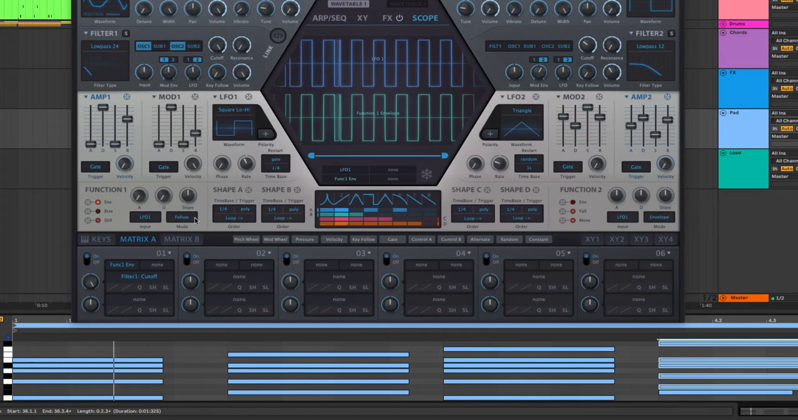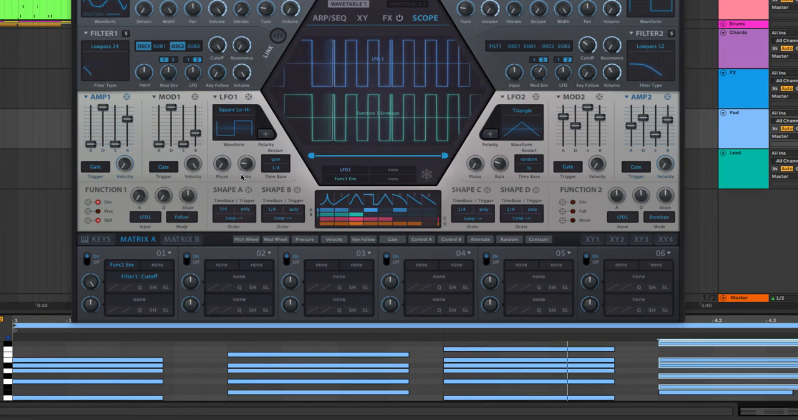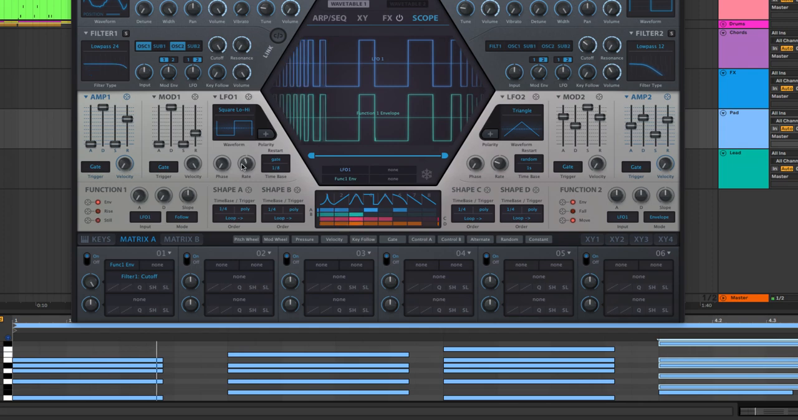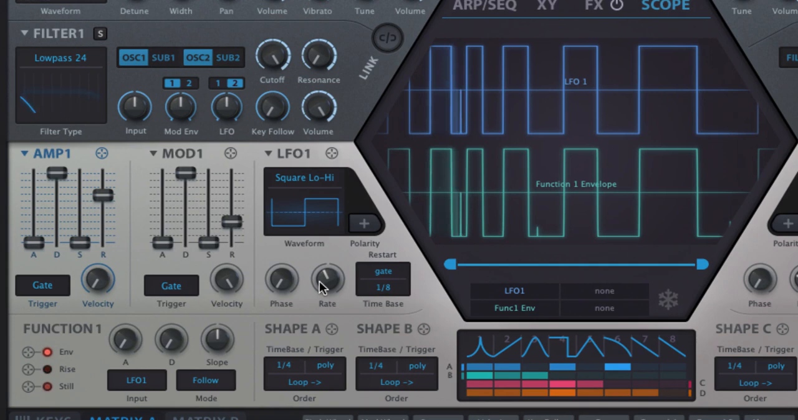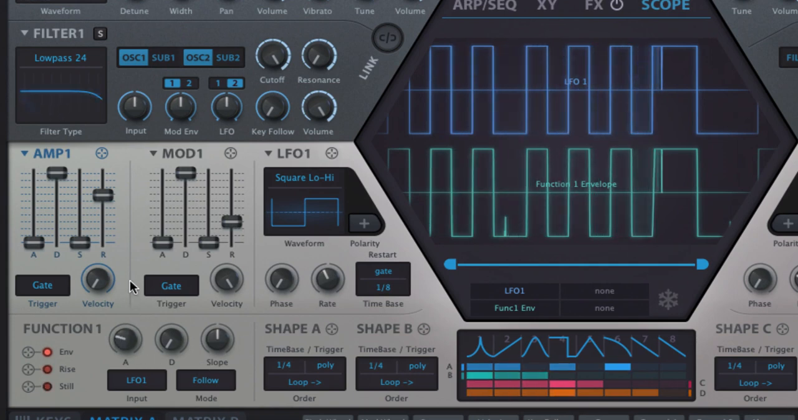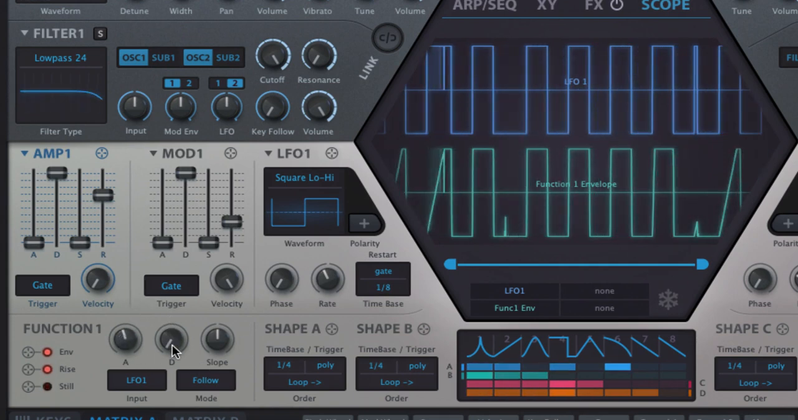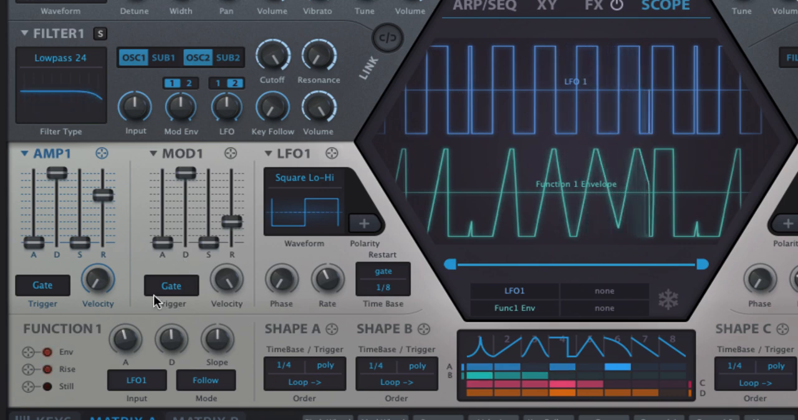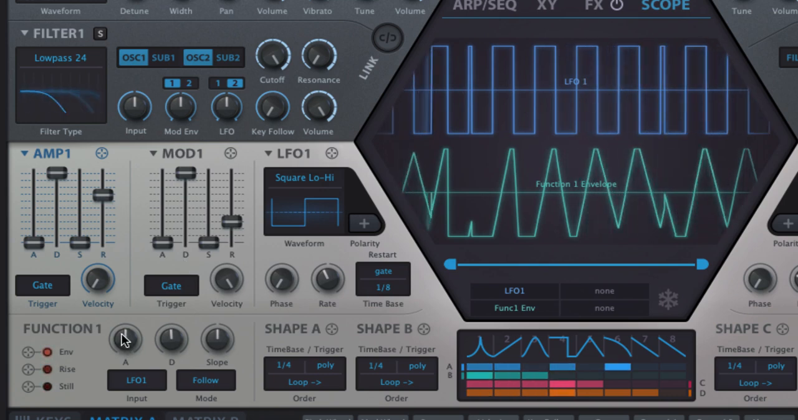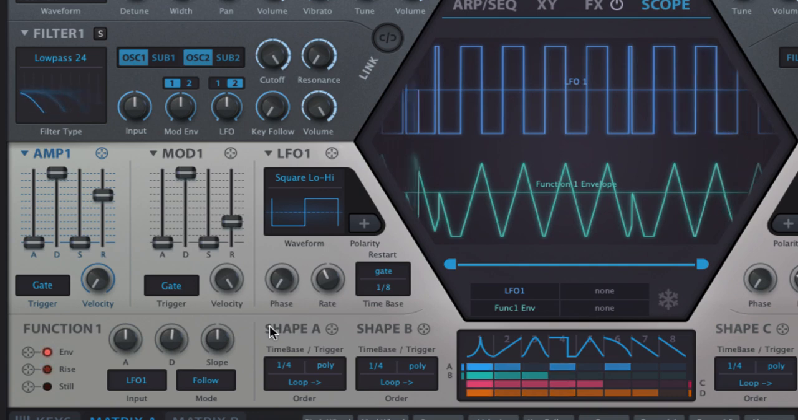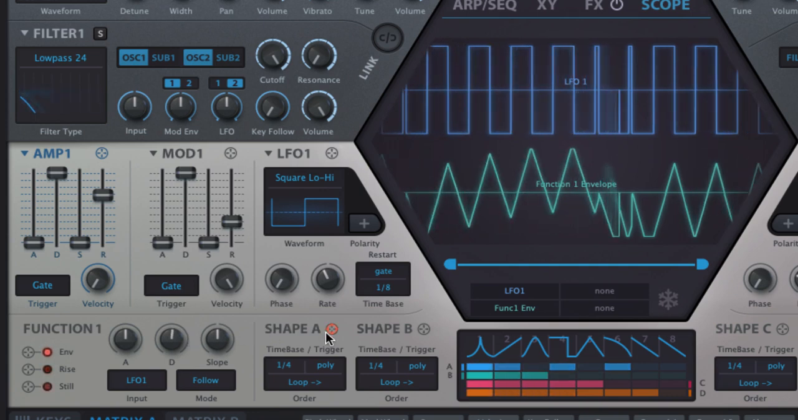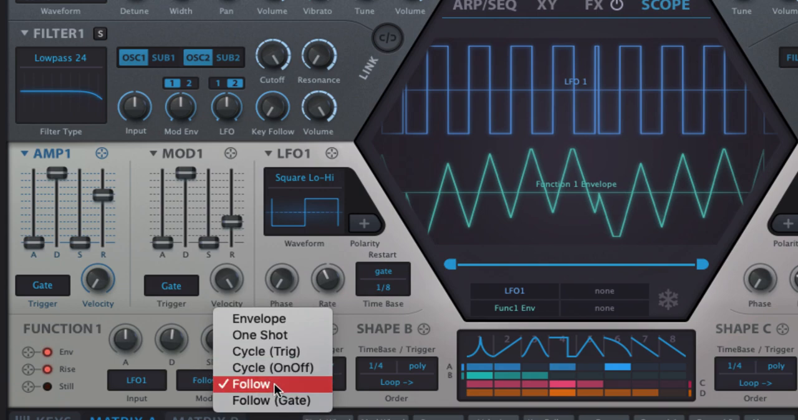Follow and follow gate are envelope followers, or slew limiters in modular synthesis parlance, used to smooth sharp angles in the input signal via the attack and decay envelope controls. Follow gate holds the envelope at its current value when the MIDI key is released.